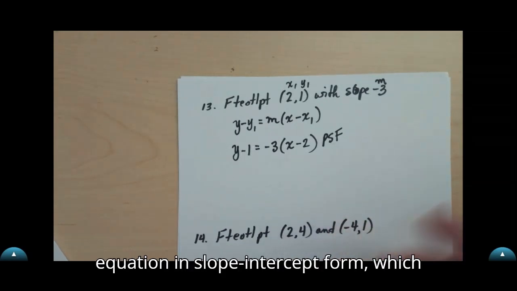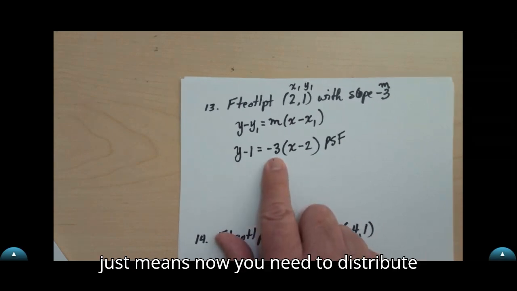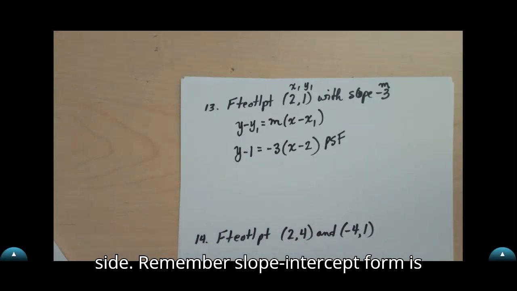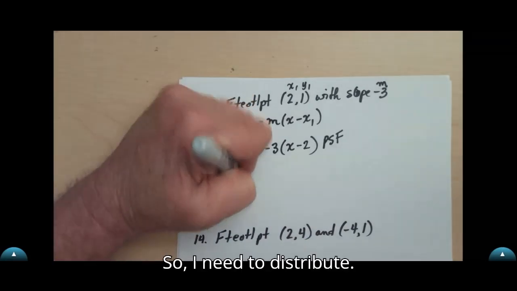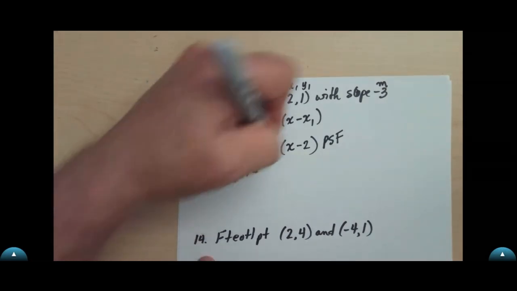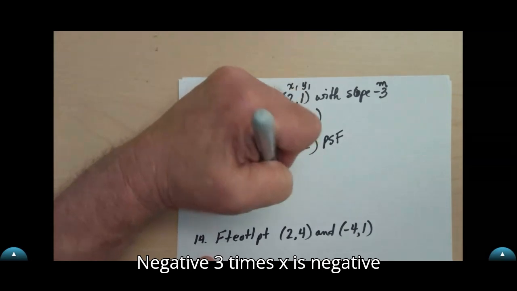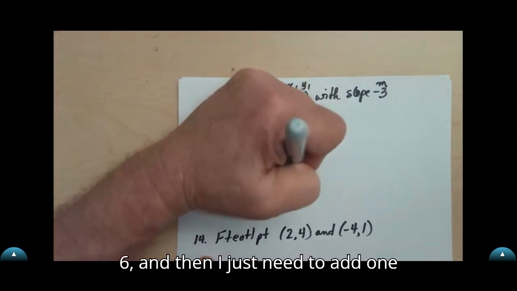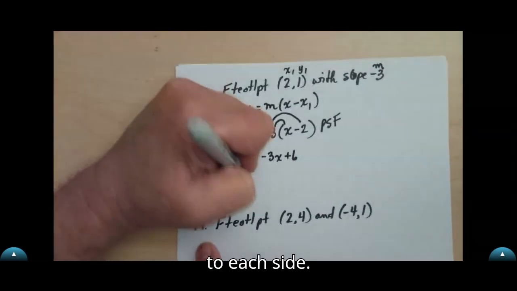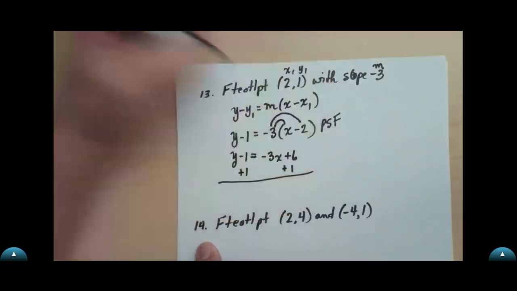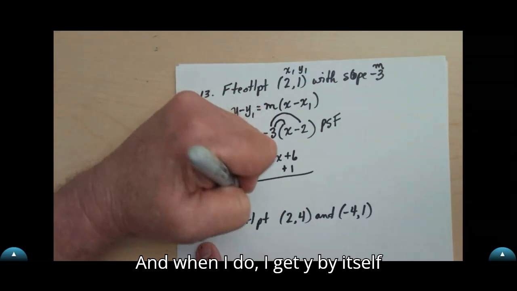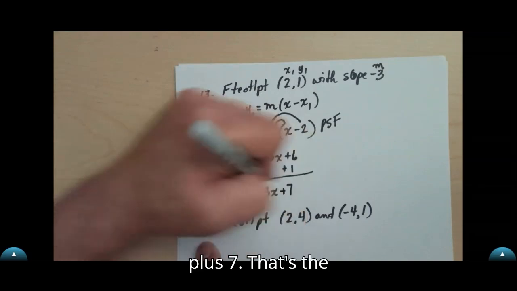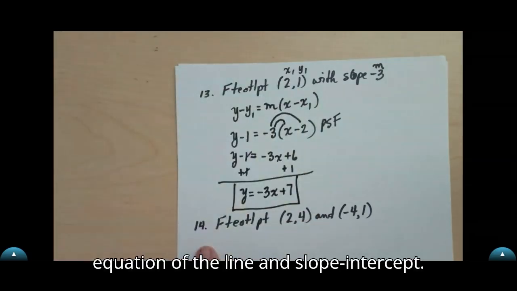I'm asking you for the equation in slope-intercept form, which just means now you need to distribute this -3 and then add 1 to each side. Remember, slope-intercept form is the one where y is by itself. So I need to distribute -3 times x is -3x. -3 times -2 is +6. And then I just need to add 1 to each side. And when I do, I get y by itself equals -3x plus 7. That's the equation of the line in slope-intercept form.